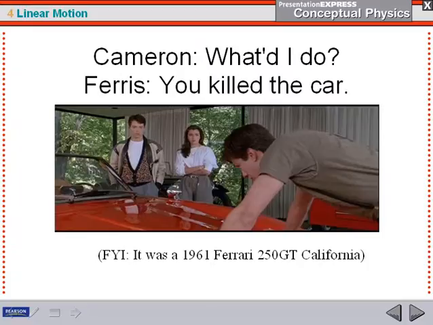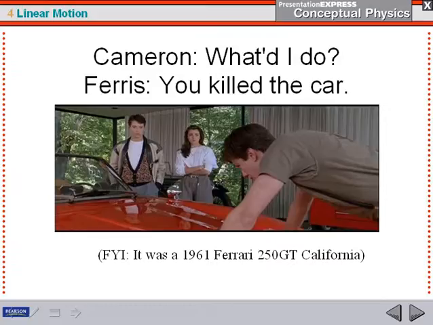This is from Ferris Bueller's Day Off, and in this scene, Cameron right here took out his dad's Ferrari, and he didn't put a ton of miles on it. The guys at the parking garage put a ton of miles on it. So what he did was he put the car up on jacks and tried to run the odometer backwards by running the car in reverse. And you can't do that. Odometers only run one way. You can't take miles off an odometer that way.